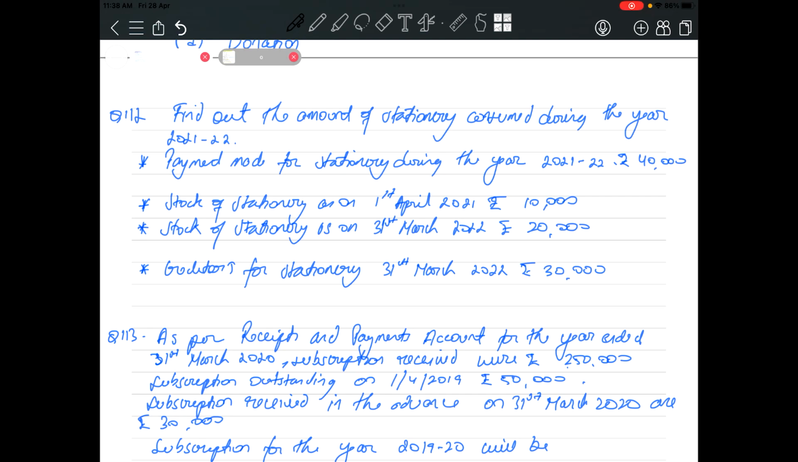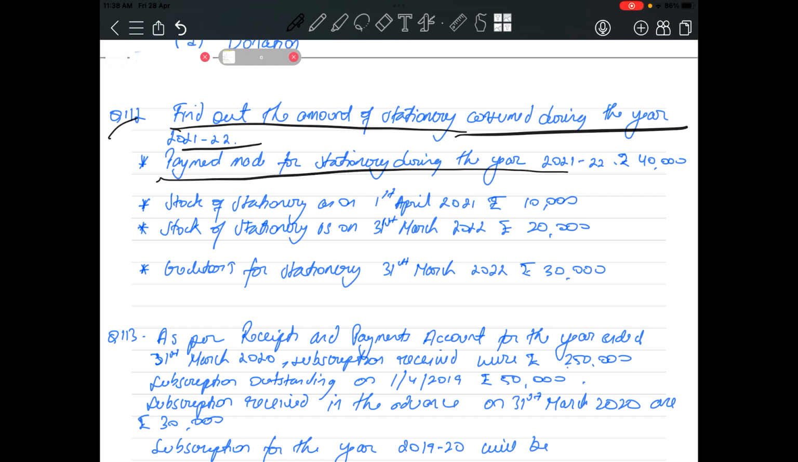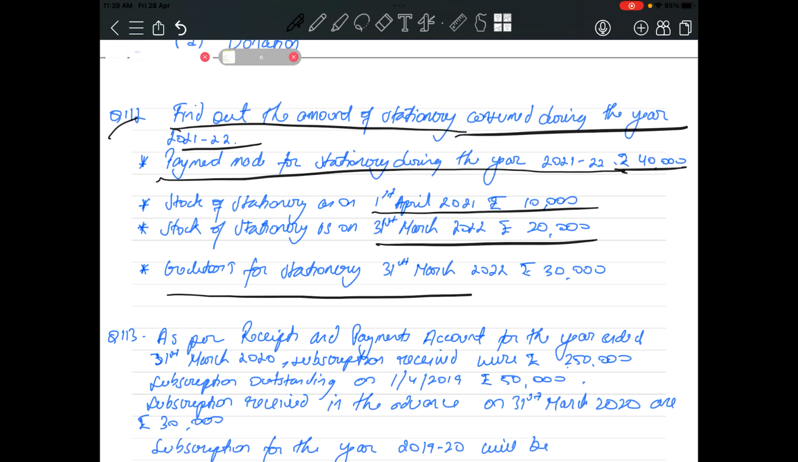Now let's see question number 112. Find out the amount of stationery consumed during the year 2021-22. We have done this type of question, right? A similar question we have done. Payment made for stationery during the year 2021-22 is 40,000. Stock of stationery as on 1st April 2021, the opening stock, is 10,000, and the closing stock of stationery is 20,000. Creditors for stationery on 31st March 2022 is 30,000.